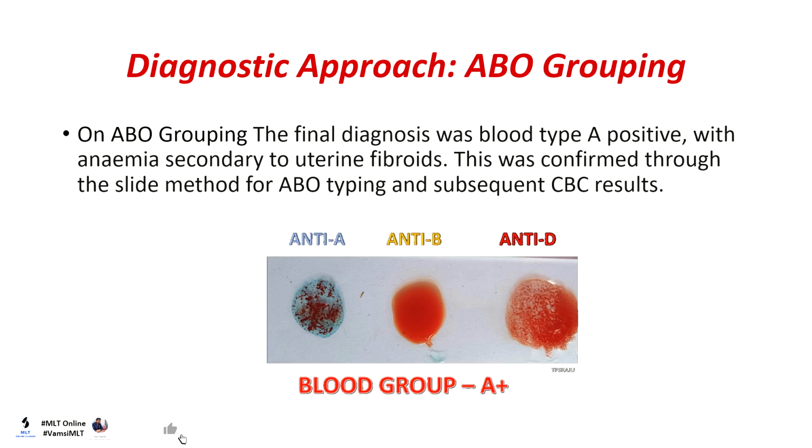For the diagnostic approach of ABO grouping, we performed the slide method, which is a rapid method, where we took antisera A, B, and D, added 3 drops of blood, and mixed them with separate mixing sticks, and we got an agglutination. The agglutination was observed in antisera A and D, indicating this is an A positive blood group.